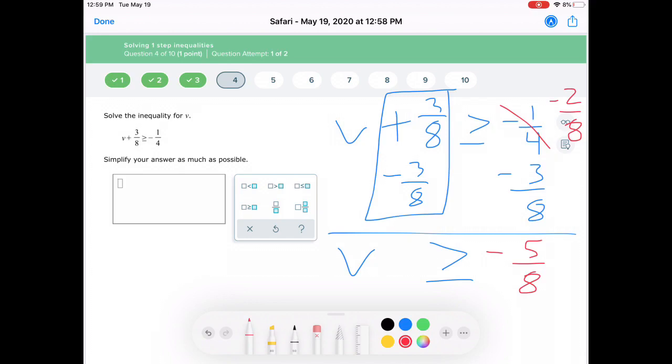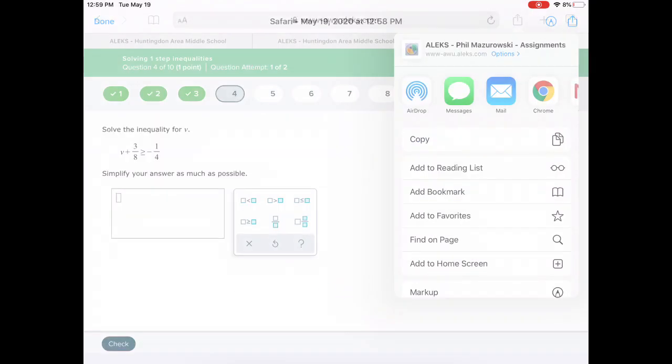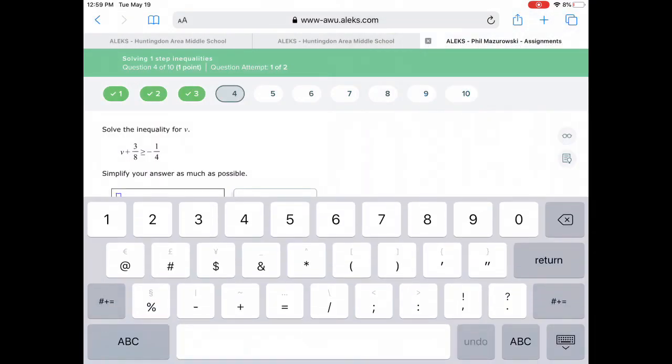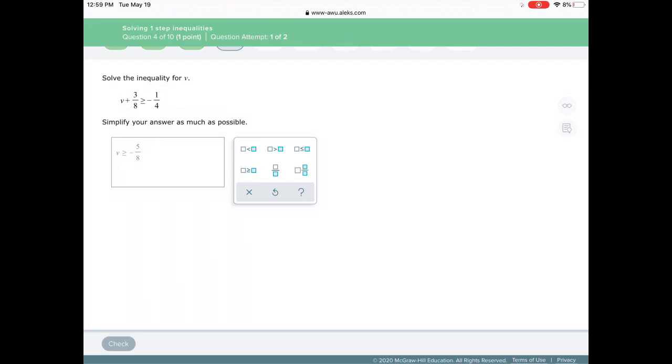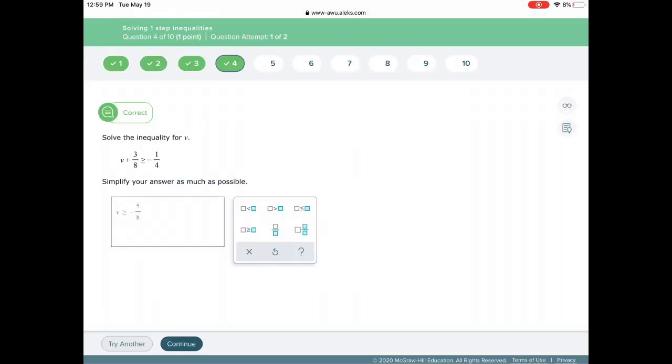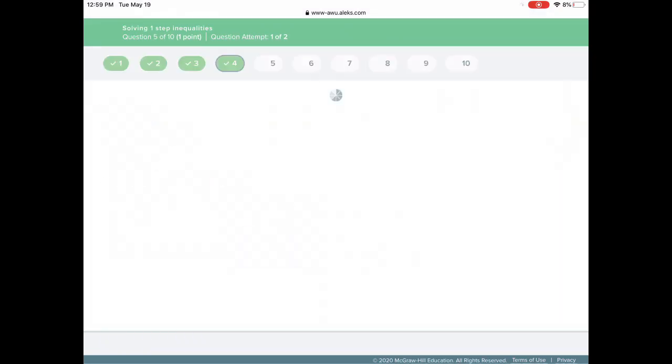So our answer: v is greater than or equal to negative 5/8. So we've got v, going to use the greater than or equal to, negative 5/8 here. So we put in the fraction. Let's go ahead and move on.